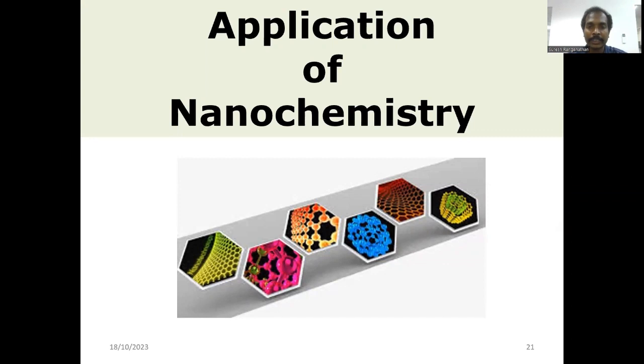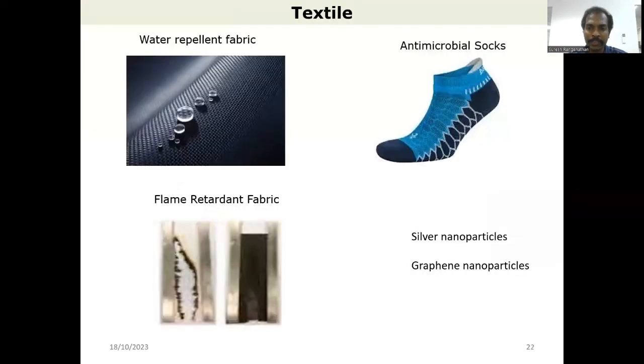Now let's see the application of nanochemistry. So nanoproducts are widely used in different fields. Nanomaterials are also used in the textile industry. For example, nanoparticles, particularly hydrophobic nanoparticles, are coated on fabrics to create water repellent fabrics. Such kinds of fabrics will be more useful in the laboratory to form the apron or lab coat.